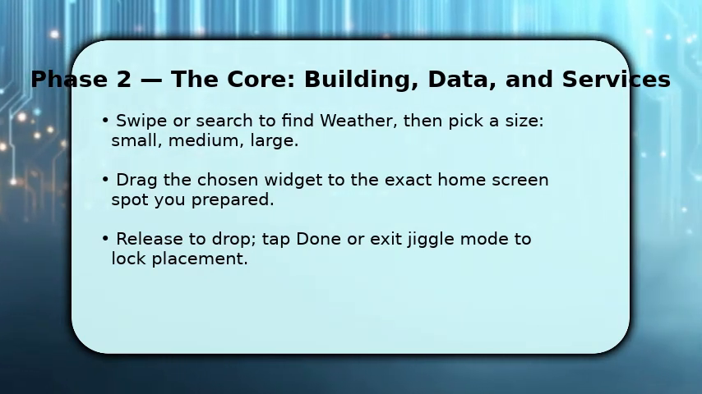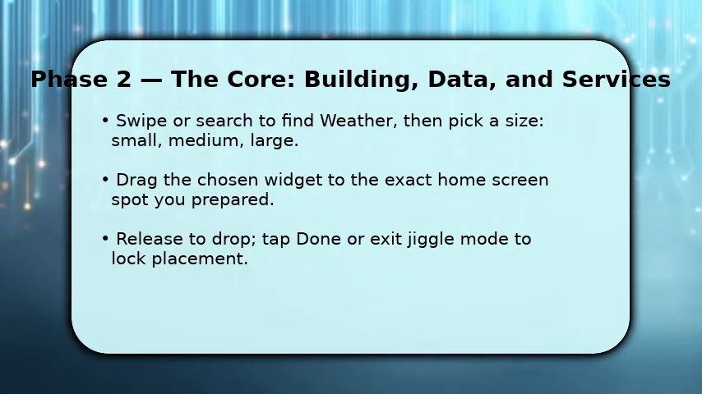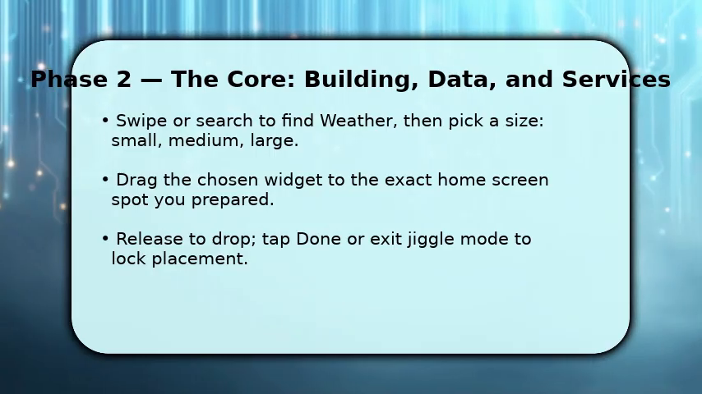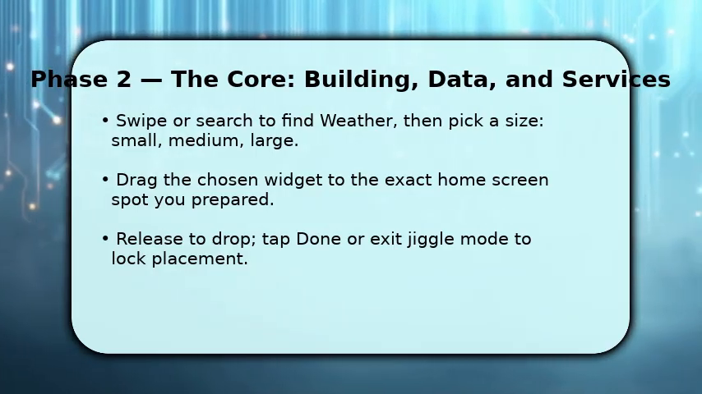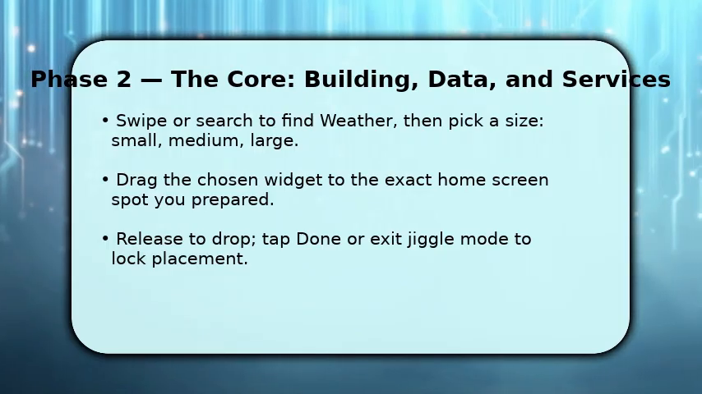Small shows quick info, medium gives more detail, and large displays extended forecasts. Tap the weather option, then swipe through size previews to compare. Once you choose, drag the widget to your desired spot on the home screen.